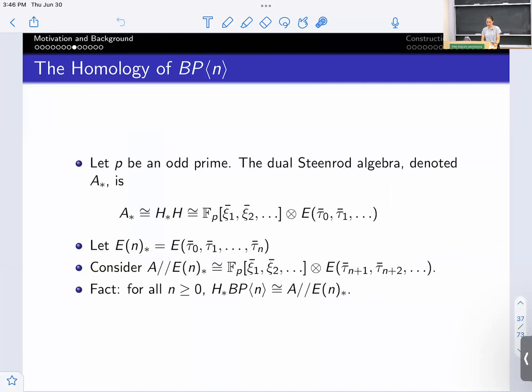And the reason we're interested in this is that the homology of BPn is A mod mod E(n) dual.